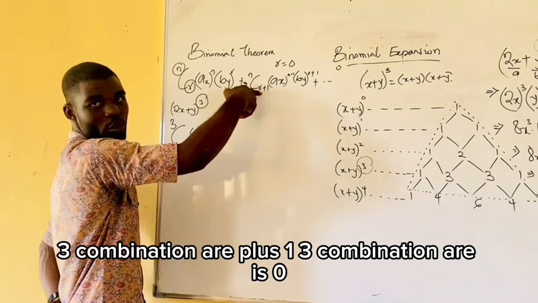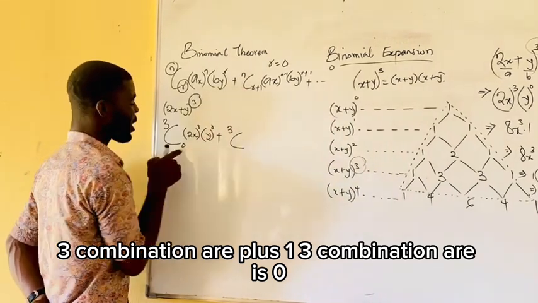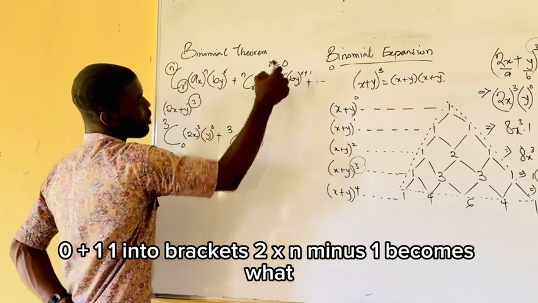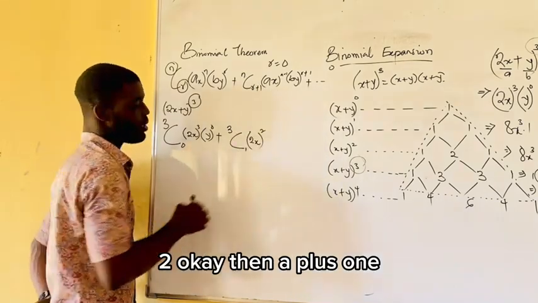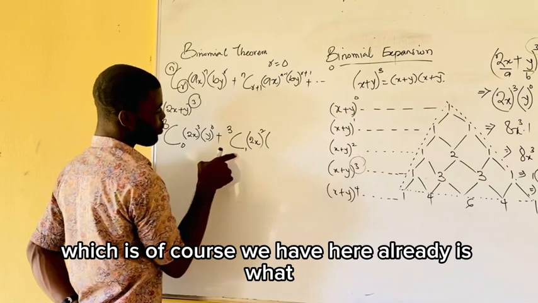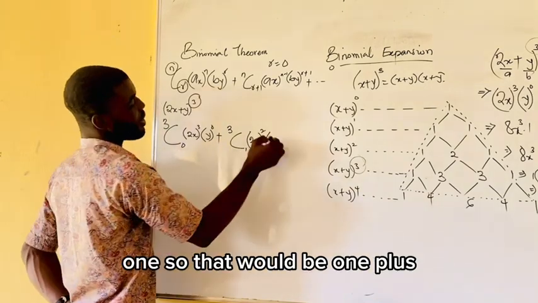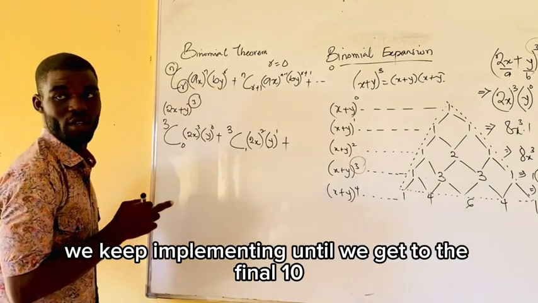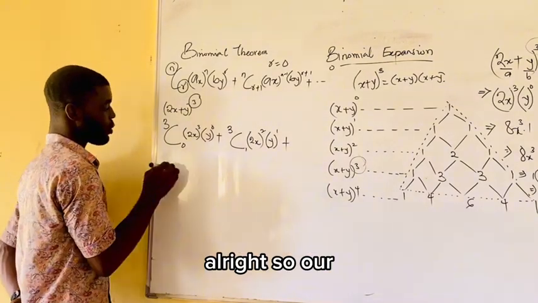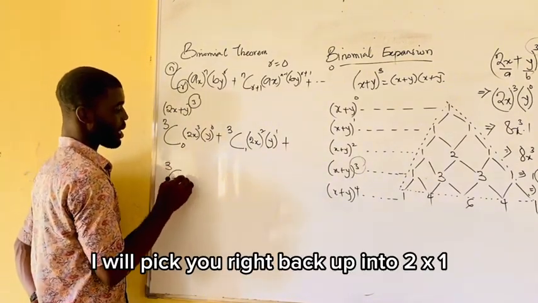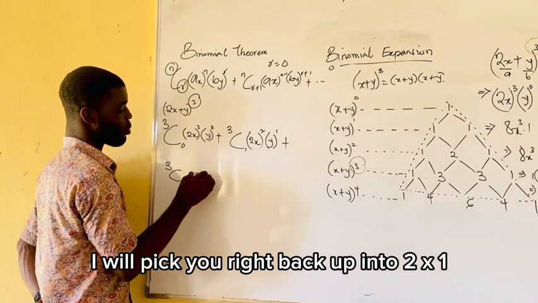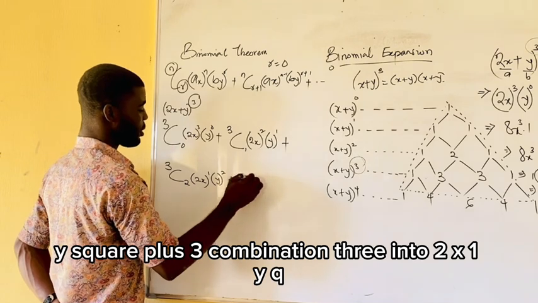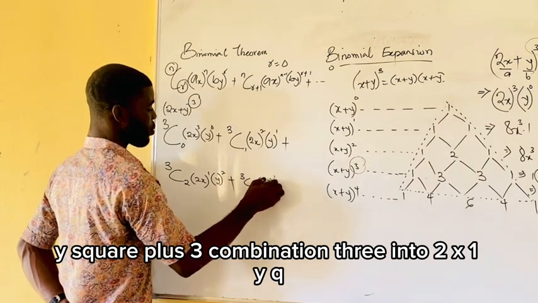Plus, the next one, so we should do what? 3 combination r plus 1. 3 combination r is 0. 0 plus 1, 1. Into bracket 2x, n minus 1 becomes what? 2. Okay? Then r plus 1, which we have here already, is what? 1. So that will be y to the power of 1. Plus, now this is how we keep incrementing until we get to the final one. Alright, so I will quickly write that up: 2x, 1, y squared plus 3 combination 3 into 2x, 1, y cubed.